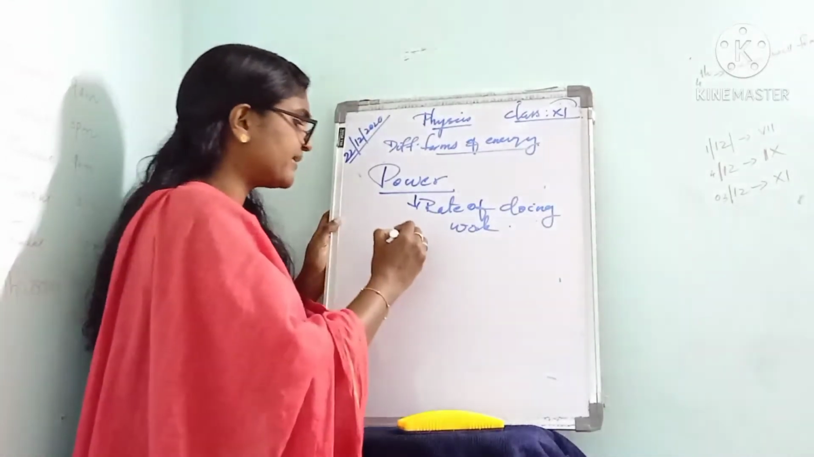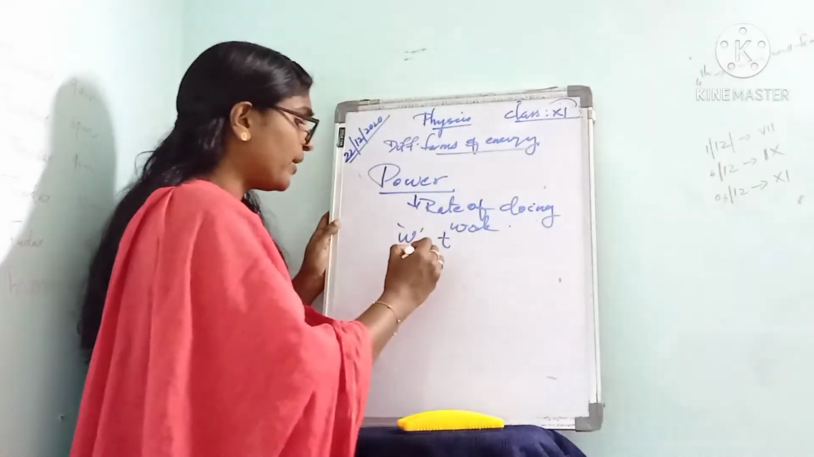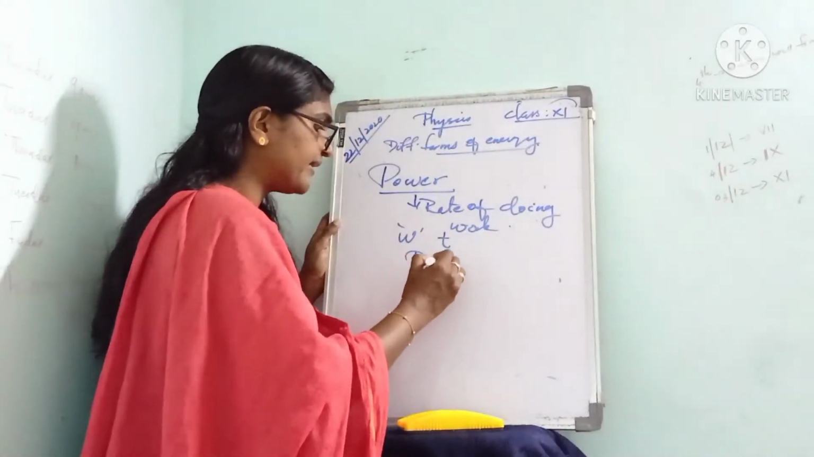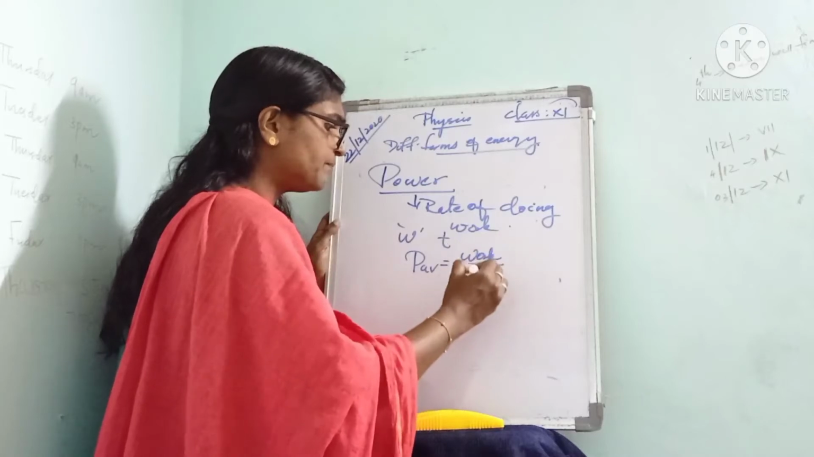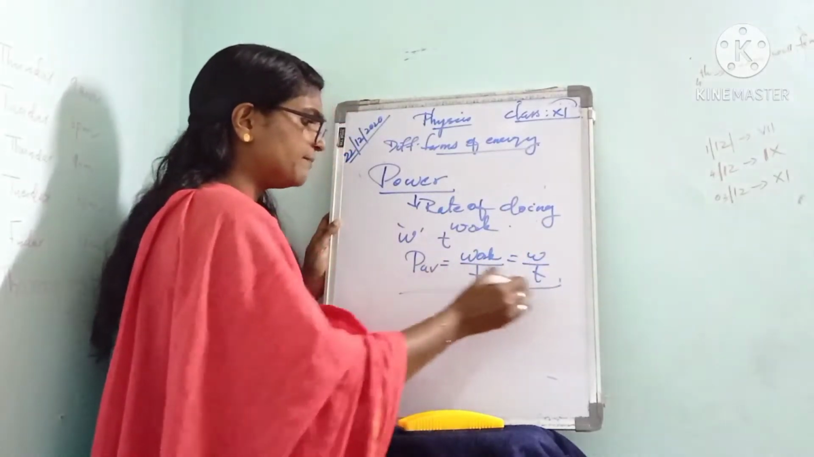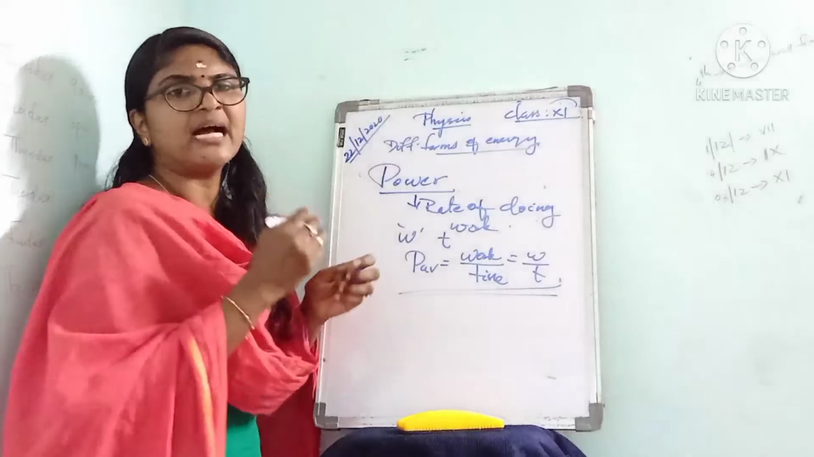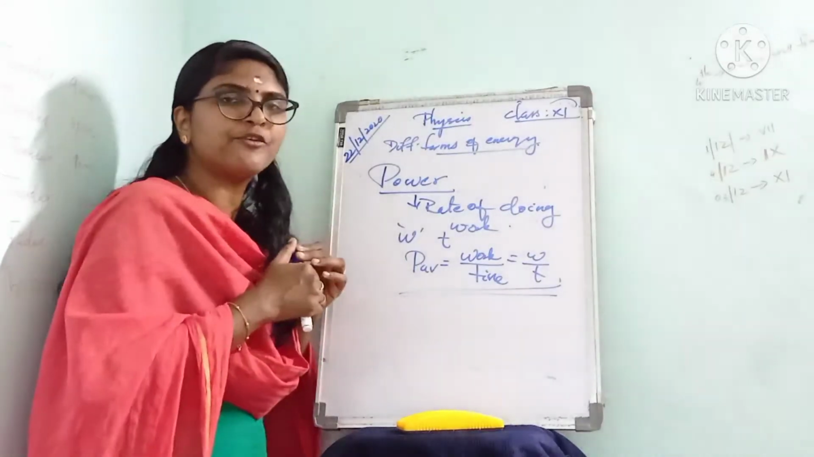Suppose an object does work W during the time T, then the average power can be written as P average is equal to work by time, that is equal to W by T. This is the average power. It is the rate of doing work.